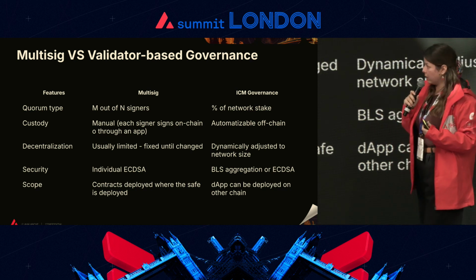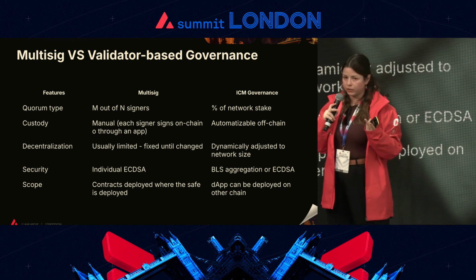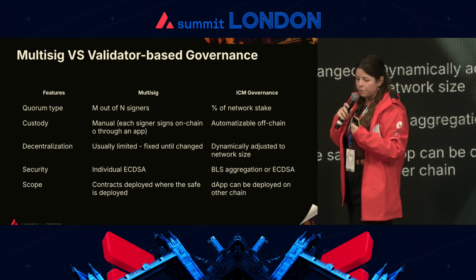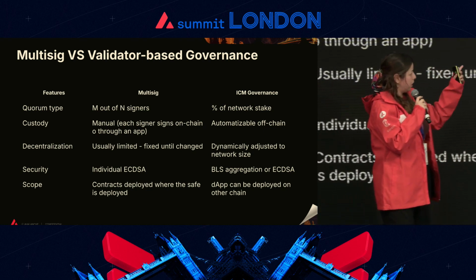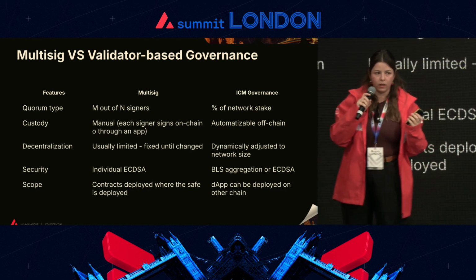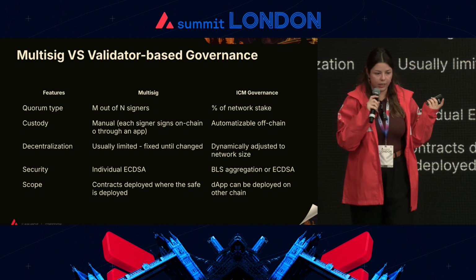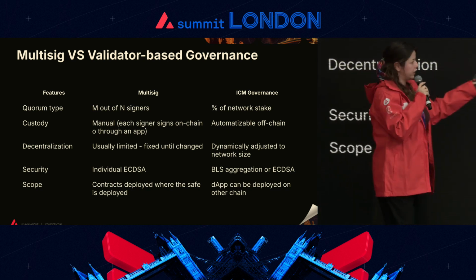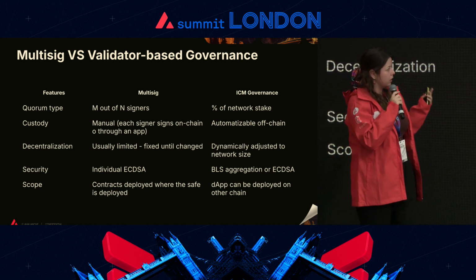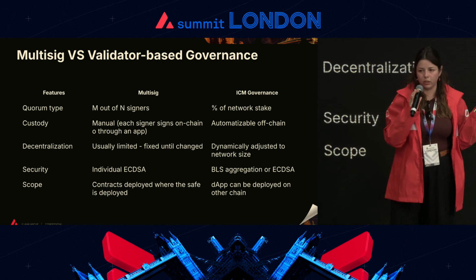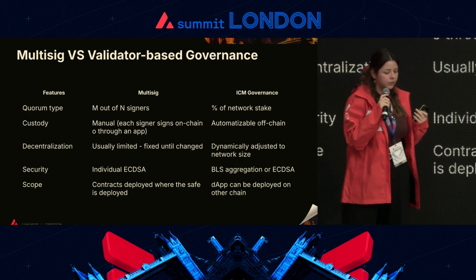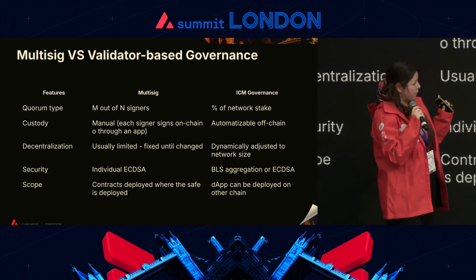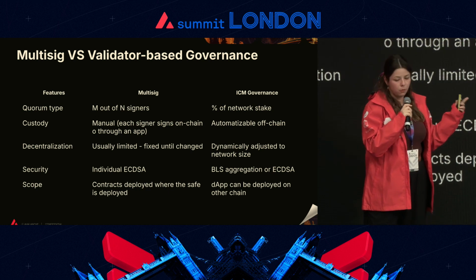Then, the custody: in a multi-sig you have a manual custody of the wallet. There are different ways you can custody that wallet, but it's basically a manual custody. While in this one, you can have automation on chain, which is actually what we do. We're going to see it in a bit. The messages are signed off-chain for this governance, and we'll see how it is implemented. The other thing is decentralization. As I said, a multi-sig is just a few signers, while the validator set is dynamically adjusted as validators come online or not. Security as well: you can have individual ECDSA signatures, while for the validator governance we're using BLS signatures.